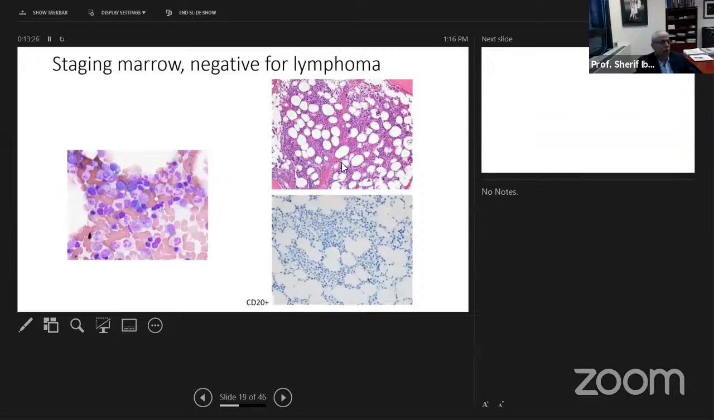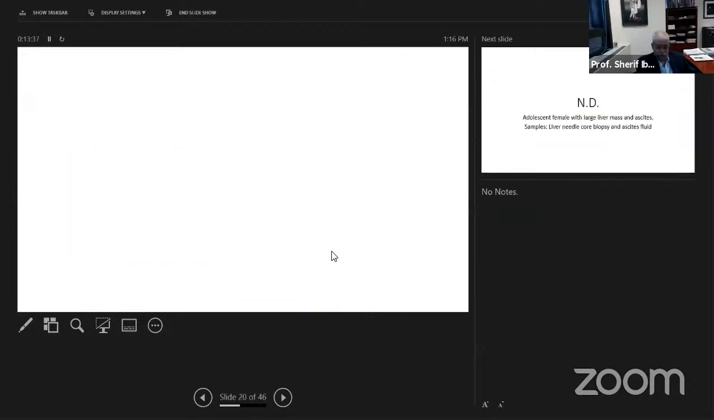This staging marrow was done the day after, looks good, no evidence of lymphoma, CD20 picked up only rare single cells. So that basically says that the bone marrow is not involved.